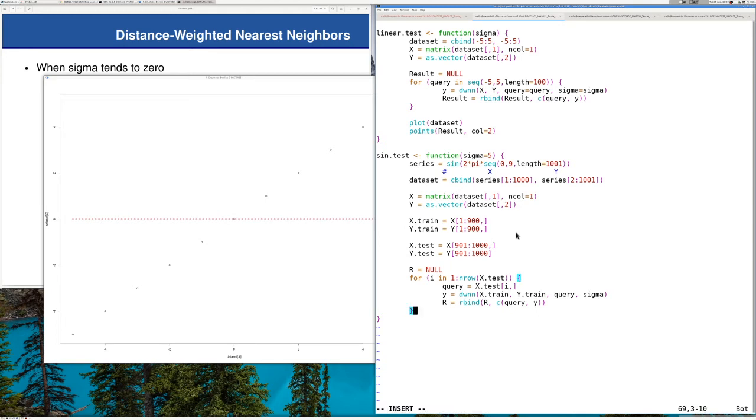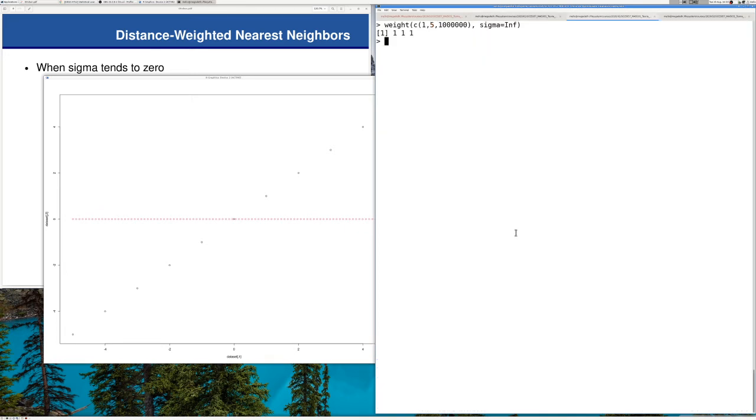And of course, at the end, I expect to plot my X test in conjunction with my Y test. This is going to be the expected result in black. And I will use some points in red to plot what I've obtained. Okay, guys? And that's going to be my sinusoidal test. Sin.test, and I will provide some sigma here, just a default sigma.